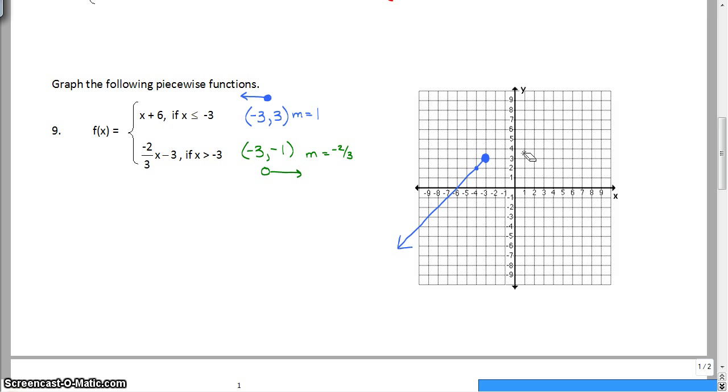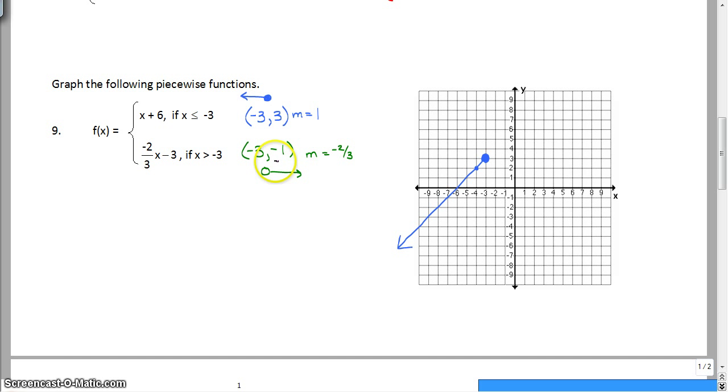Once you are done graphing a line, I highly recommend that you see if that line is going in the right direction when you read left to right like you're supposed to with graphs. Is this going up as you read left to right? Yes, it is. So it does have a +1 slope.